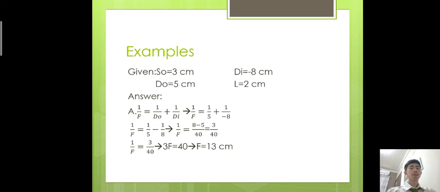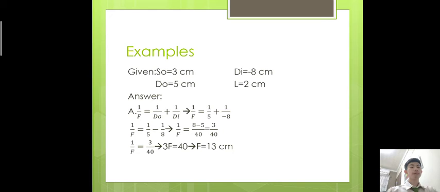We multiply the denominators to find the common factor. 1 per F is equal to 8 times 5, which is 40. 40 divided by 5 times 1 is equal to 8, minus 40 divided by 8 times 1 is equal to 5. So 8 minus 5 divided by 40 is equal to 3 per 40. Then 1 per F is equal to 3 per 40.